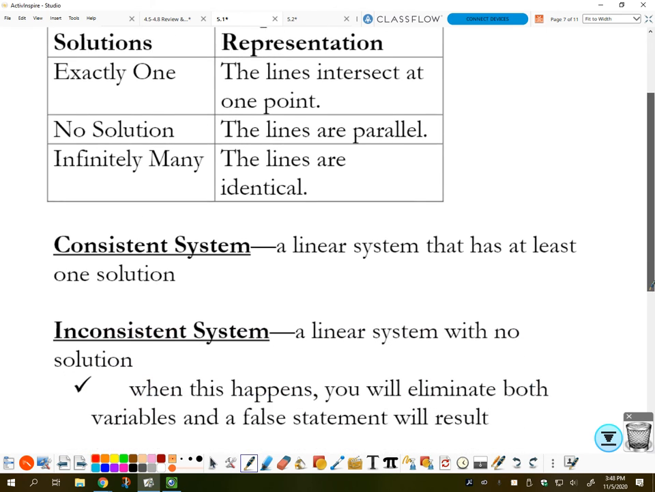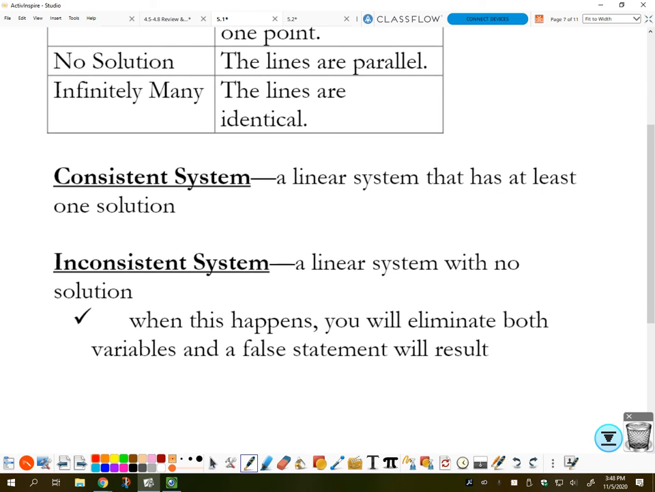Alright, so some vocab words for you that you should have heard in Algebra 1, because I know it's in that Springboard book. A consistent system is a linear system that has at least one solution. So consistent is going to be infinitely many, or if there's one solution. So if I have infinite or one, I'm going to be considered consistent. There's an answer. An inconsistent system is when there is no solution.